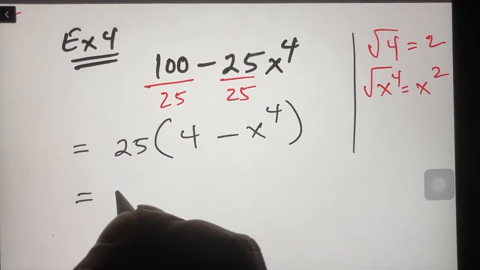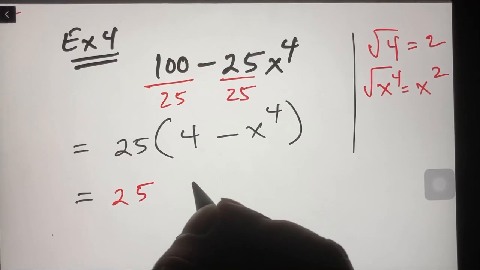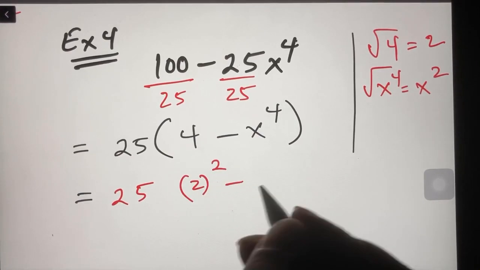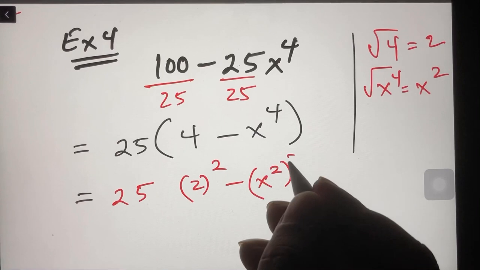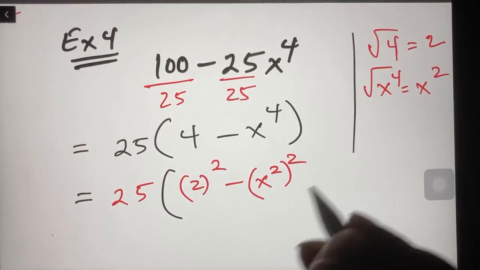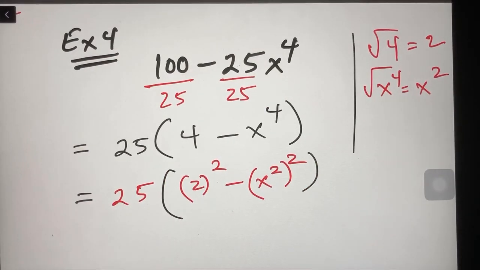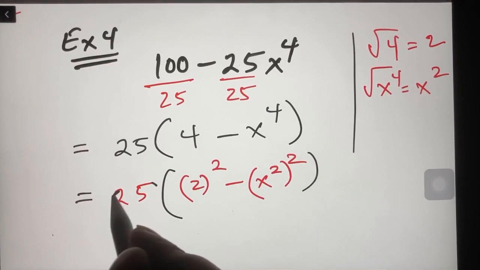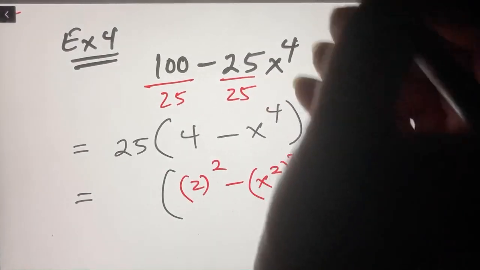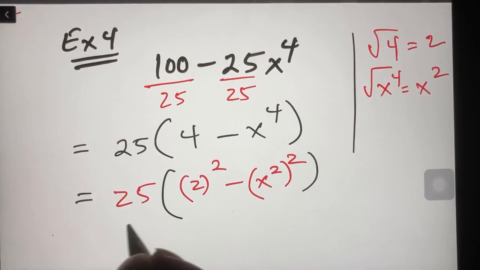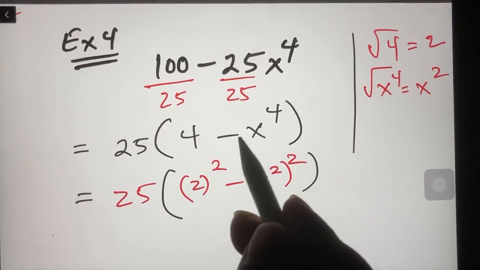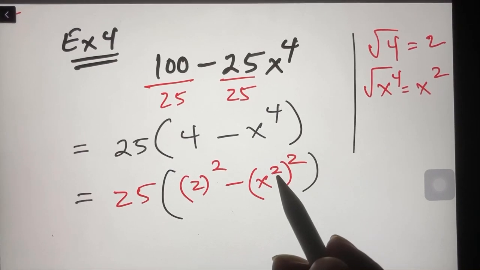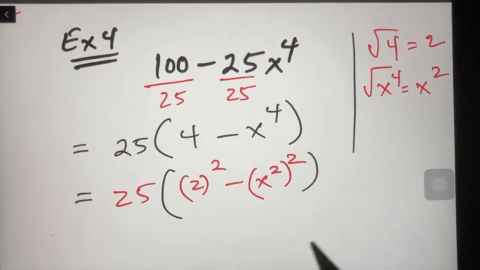Okay, so 25 of 2 square minus x raised to the power 2 square. Let me use a different color. All right, so again, we haven't changed anything. 25 remains the same. 2 square is equal to 4, minus x raised to the power 2 raised to the power 2, x raised to the power 4. So we haven't changed anything.